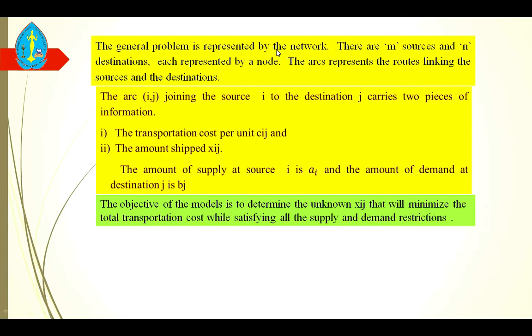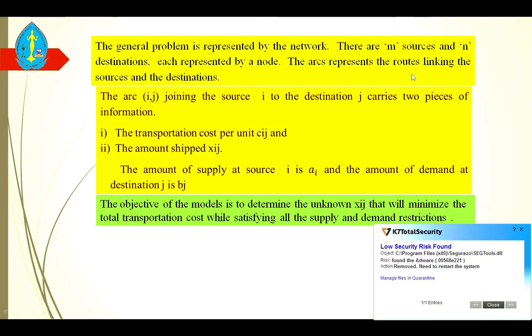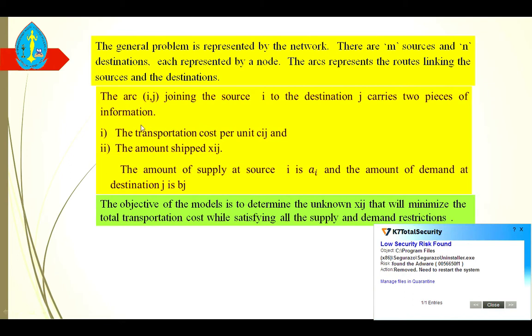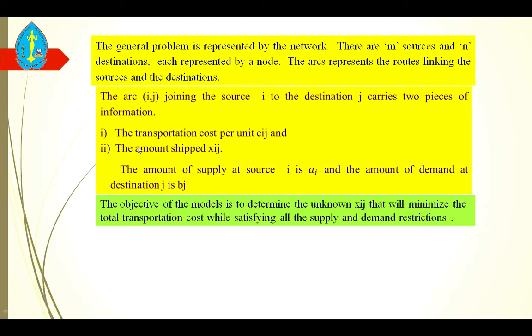The general problem is represented by a network. That is, the transportation problem can be represented by a network. There are m sources and n destinations, each represented by a node. The arcs represent routes linking the sources and the destinations. The arc (i, j) joining source i to destination j carries two pieces of information: the transportation cost per unit, Cij, and the amount shipped, Xij.